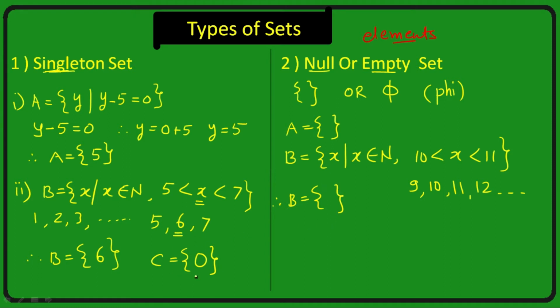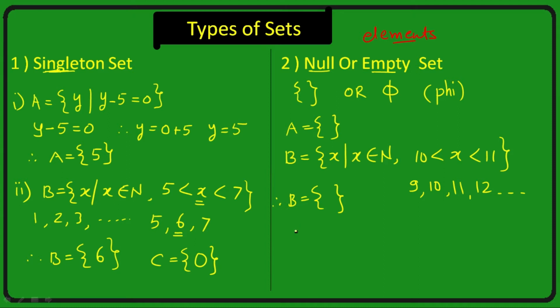Now what about this set C? In this set C there is an element 0. The name of the element is 0, but the number of elements is 1. In the set C the number of elements is 1, hence it is not an empty set. Note that this set C is not an example of the empty set or the null set. Null set means there is no element.